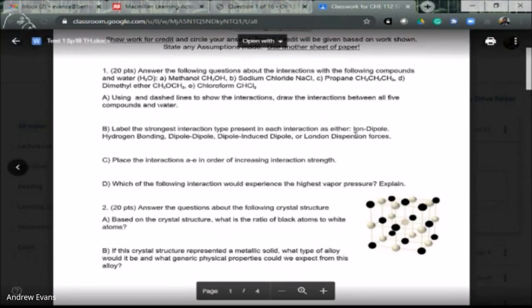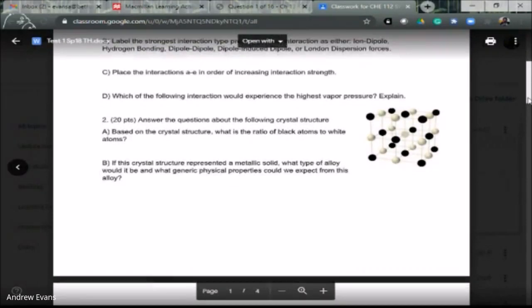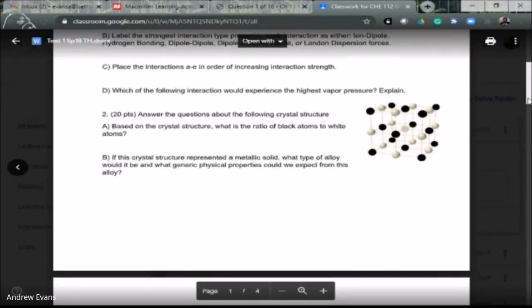Question 2, this is a 2 or 3 parter. Based on the crystal structure, what is the ratio of black atoms to white atoms? If you don't already know, this is like a rock salt pattern.